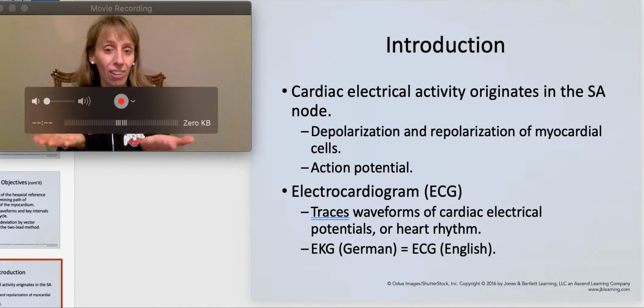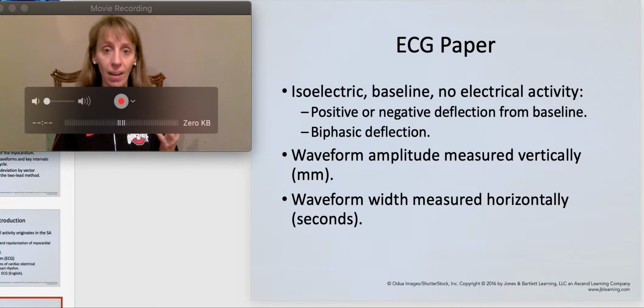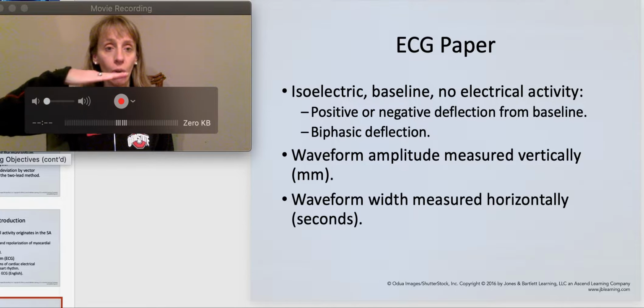So we will look at the waveforms, and when we talk about ECG versus EKG, it's the same thing, right? EKG is German, ECG is English. I say them both. It doesn't matter what you refer to it as. So we're going to start with the word isoelectric. Isoelectric is that horizontal line, the baseline.